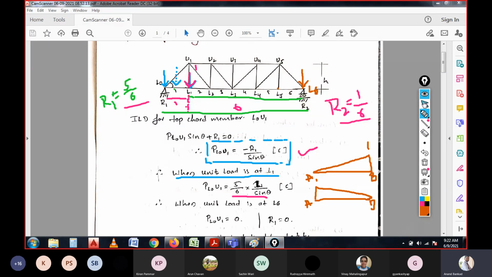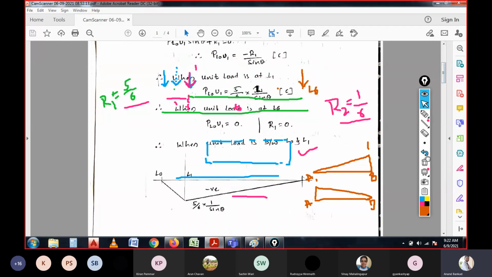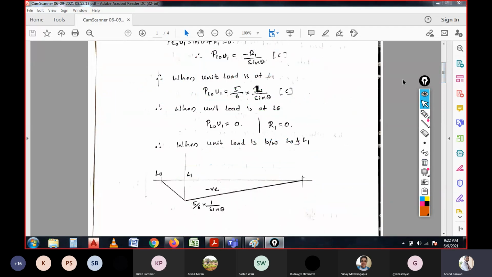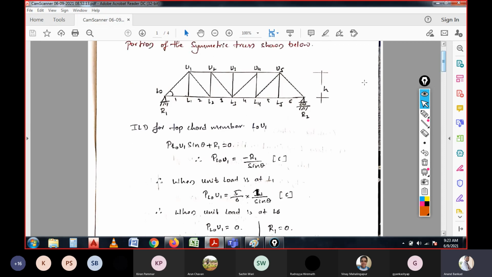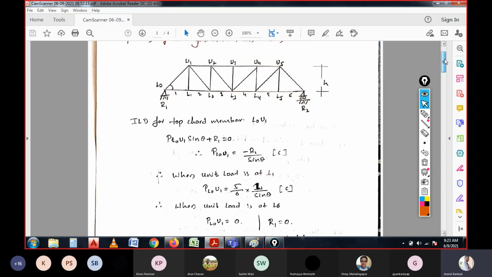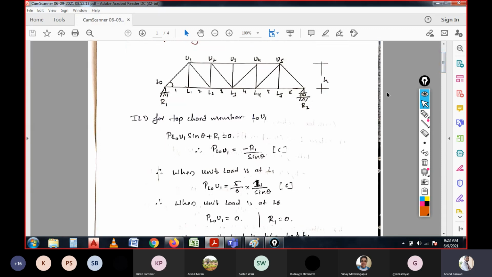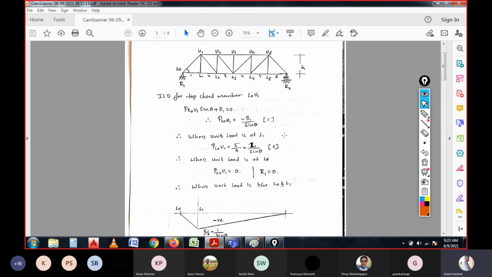So we have to substitute the value of R1 in the derived equation. What we have derived is R1 by sin theta. Sin theta remains the same, but R1 is 0. Then the force in the member L0 U1 will be 0. So this is how we need to analyze the top chord member L0 U1. I hope it is clear now. If you have any doubts regarding this part, you can ask.